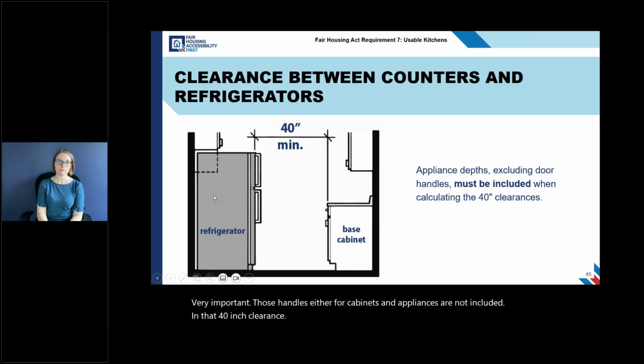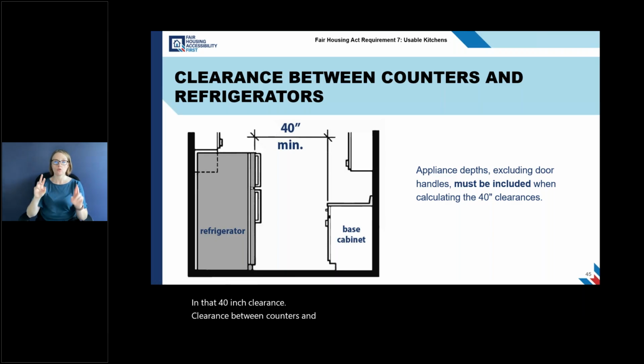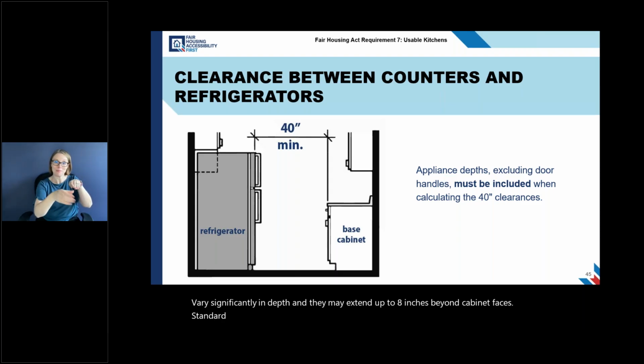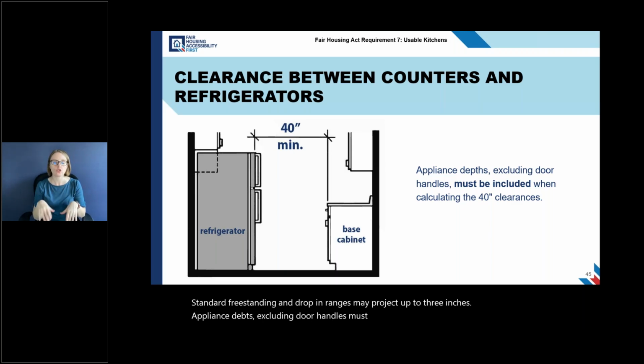Clearance between counters and refrigerators. Refrigerators vary significantly in depth, and they may extend up to 8 inches beyond cabinet faces. Standard freestanding and drop-in ranges may project up to 3 inches. Appliance depths, excluding door handles, must be included when calculating the 40-inch clearances.